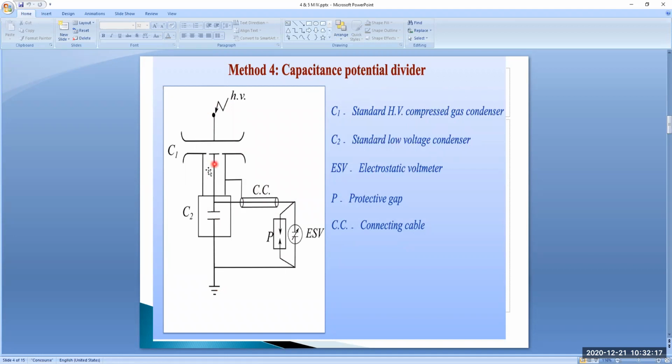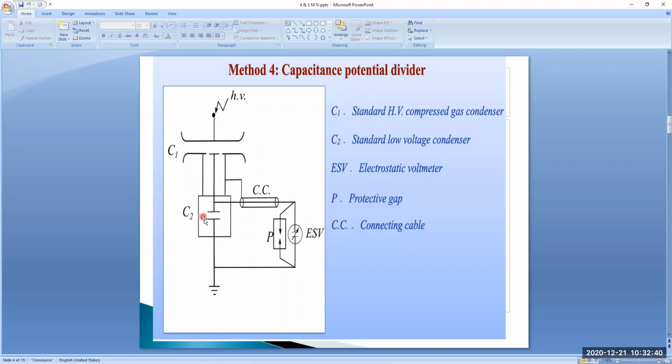C1 is a capacitor having 3 terminals, 1, 2, 3 like this, and by compressing, the capacitance range can be adjusted. P is called a protective gap and is used to protect the electrostatic voltmeter. The third terminal of C1 is connected to the shielding cable, and it is used to avoid stray magnetic field errors. Understood.